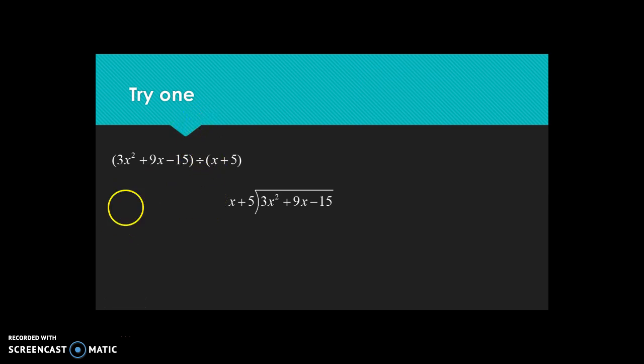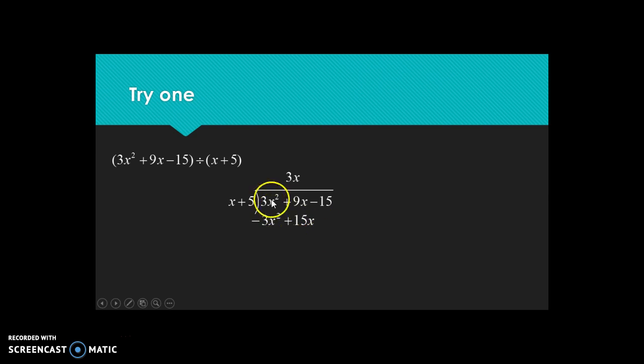Okay. Then you got to ask yourself, what do I have to multiply x by to get 3x squared? Okay. And what we're multiplying by is 3x, right? Because 3x times x is 3x squared. So I'm going to multiply by 3x. And then I have to distribute here. So 3x times x is 3x squared, and 3x times 5 is 15x. So that gives me that.